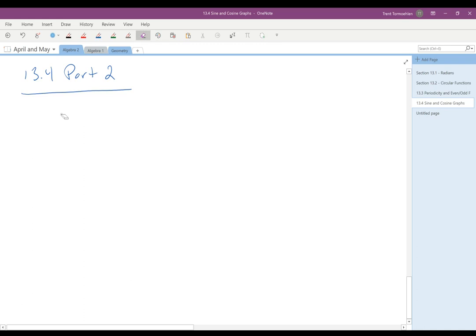Okay, so for 13.4 part 2, we're going to look at the sine and the cosine graph in more detail. Last time we looked at them, and the things to remember is that when you look at y equals sine of x and y equals cosine of x, just start with 0. And so sine of 0, the 0 degrees, notice there's no y value at 0 degrees. And so we know that the sine of 0 is going to be 0. And so sine always starts at the origin, and then it goes like this.